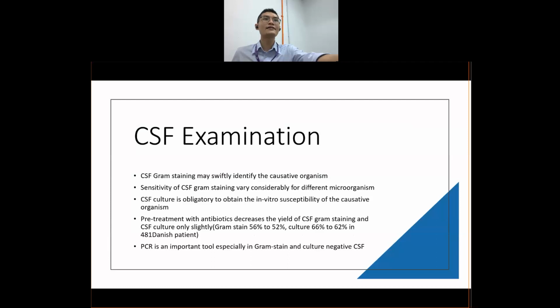And bear in mind that if you treat the patient with systemic antibiotics before obtaining the CSF, it will also decrease the yield of gram stain and also culture. That is why, preferably, before you give any antibiotic to all these patients, take whatever blood, whatever CSF sample that you need, then only administer the antibiotics. All these culture and gram stain are only applicable to bacterial pathogens. If you are thinking along the line of viruses, viruses cannot be cultured conventionally.